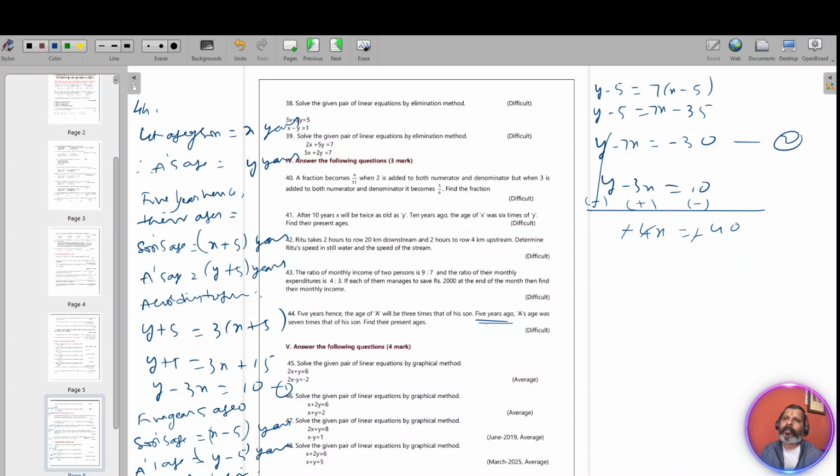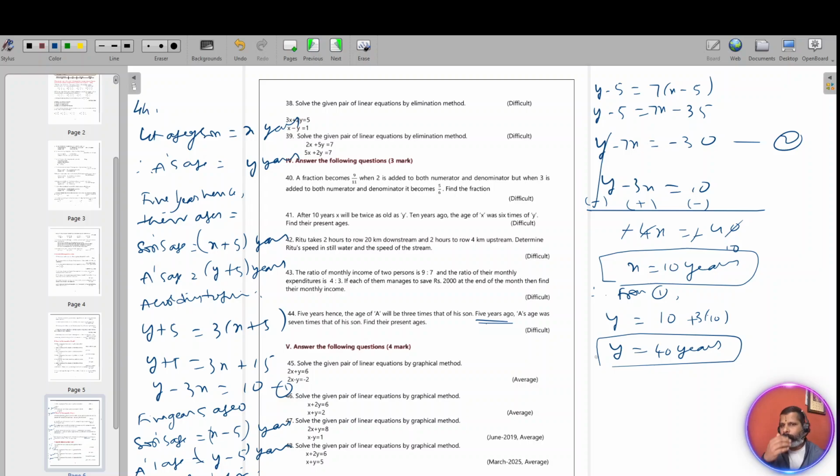Minus minus cancels. 4 on ja 4 10 ja. X equal to 10 is. Therefore, you substitute this in 1. We get what? Y equal to 10 plus 3x. 3 of 10. Y equal to 40 years. Set x equal to 10, y equal to 40.